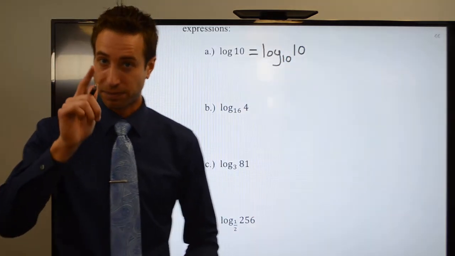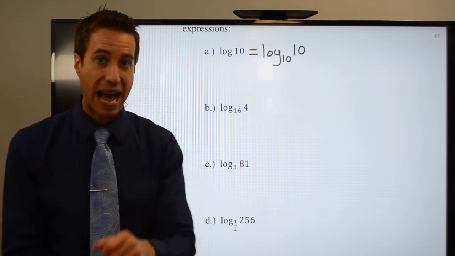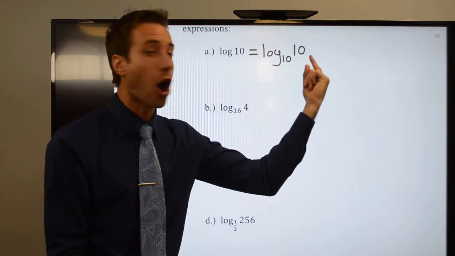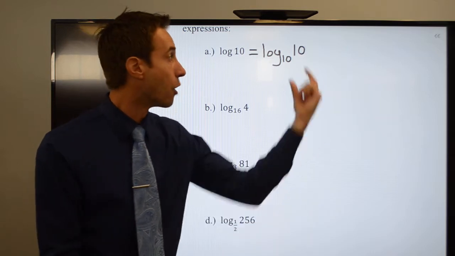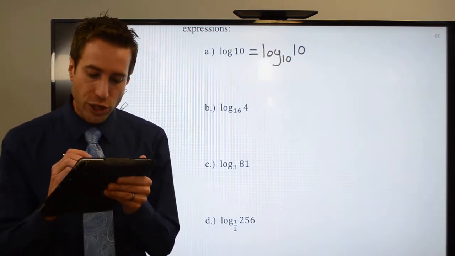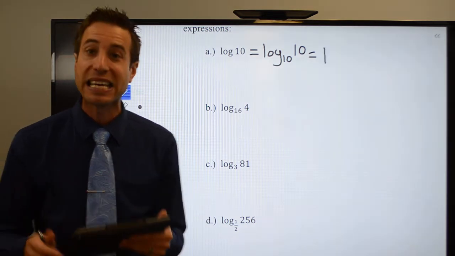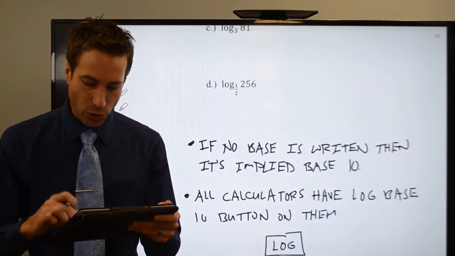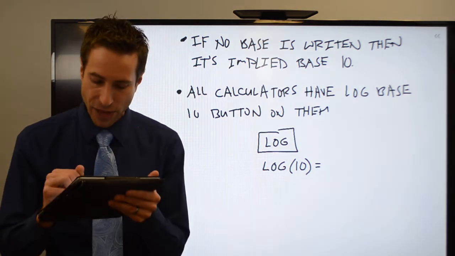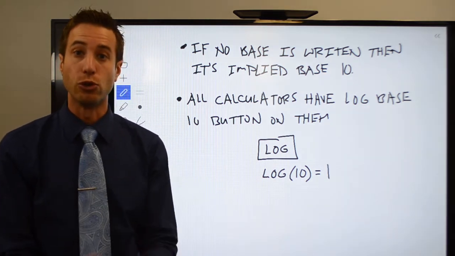But hang on a second. I told you guys back on the first page of the notes that this was going to come back. Whenever you take the log and the base and the argument, what you're taking the log of, are the same, they'll cancel each other out. So what you should know without even needing a calculator is that this is going to be equal to 1. And if you do the log button on your calculator and do the log of 10, sure enough, your calculator is going to tell you that is equal to 1.